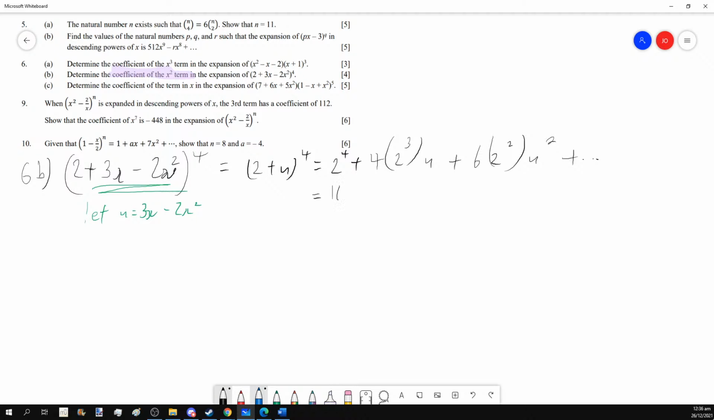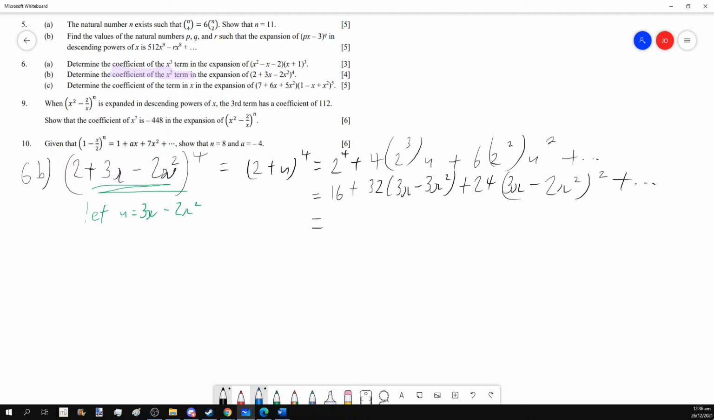So from here we will have 16 plus 32u plus 24u squared plus dot dot dot.